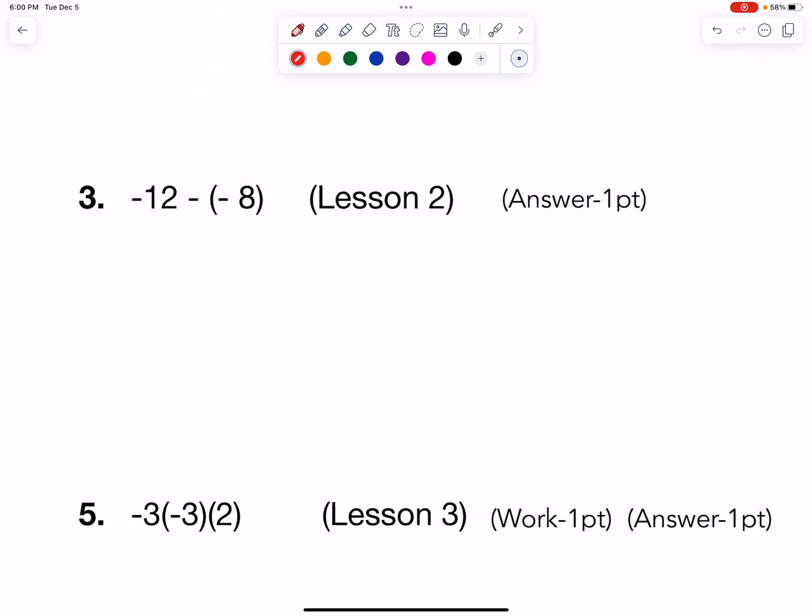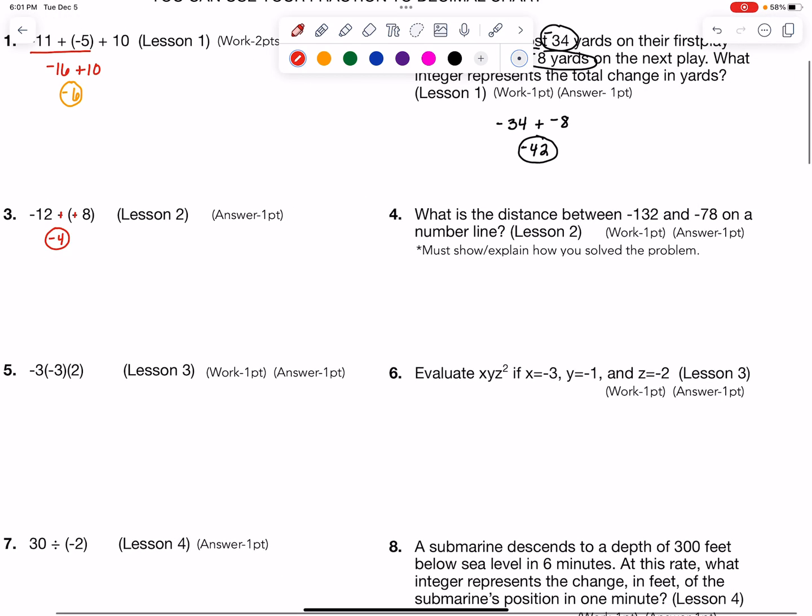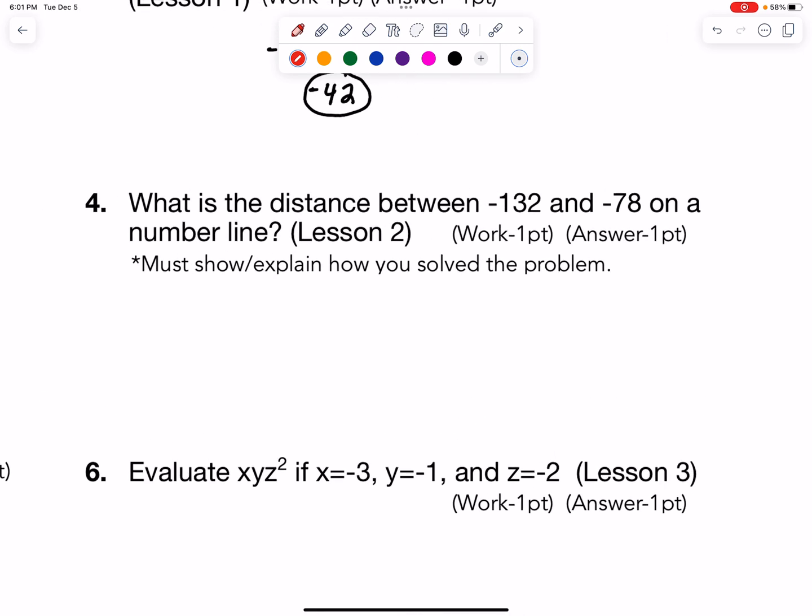Okay, we have a KFC situation, so keep, flip, change. So we have a negative 12 plus 8, and so that leaves us at a negative 4. Different sign, subtract, keep the sign of the bigger number.